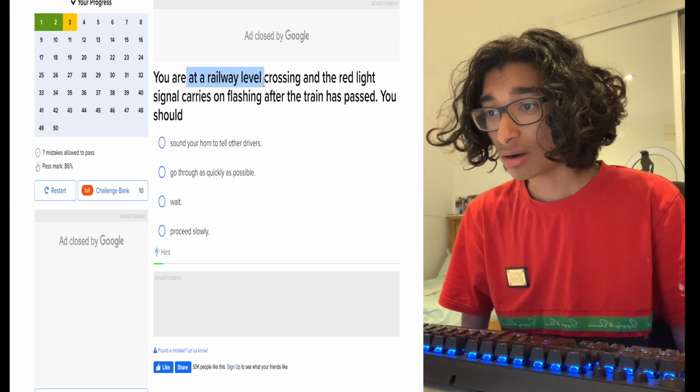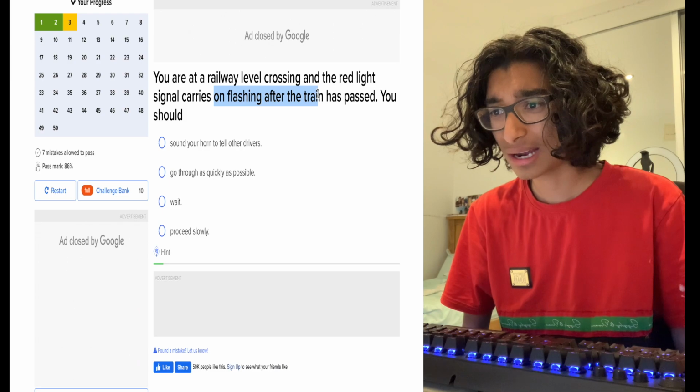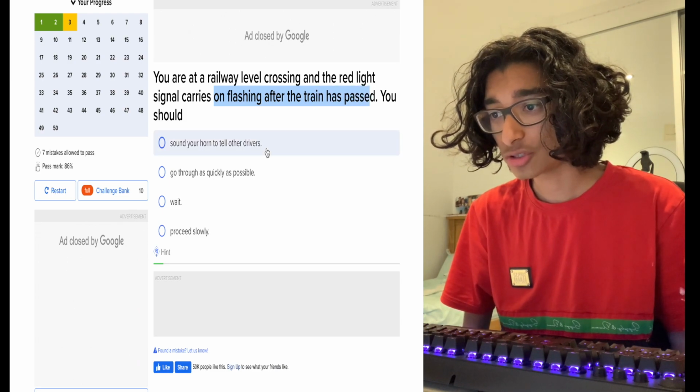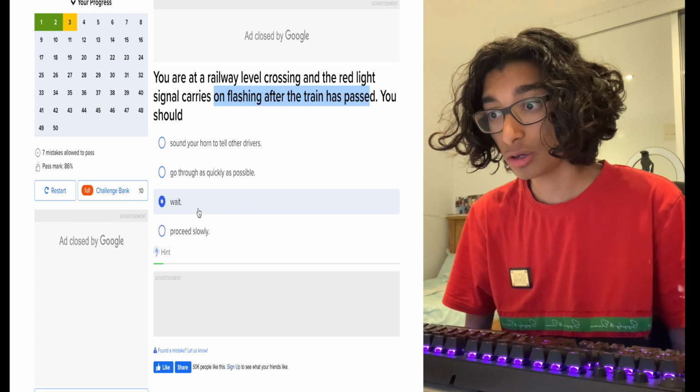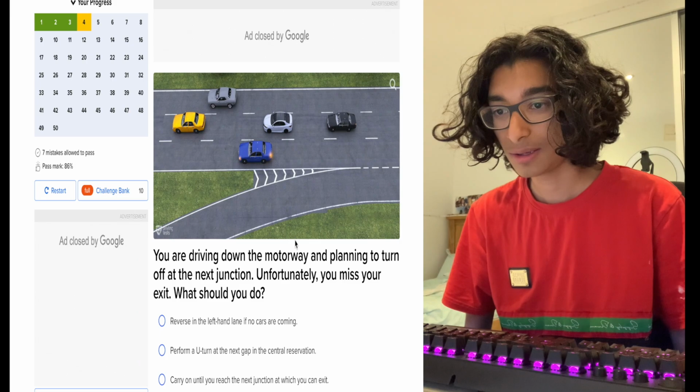You are at a railway level crossing and the red light signals carry on flashing after the train has passed. You should sound your horn to tell other drivers? No. Go through as quickly as possible? No. Wait. Proceed slowly? Wait. It has to be wait.